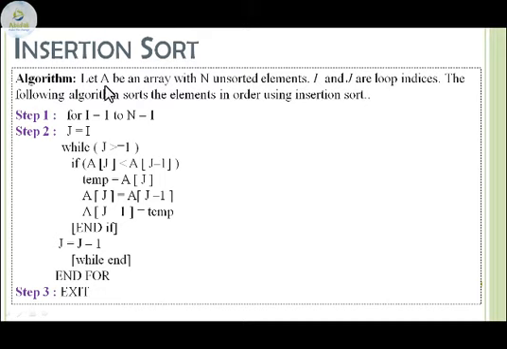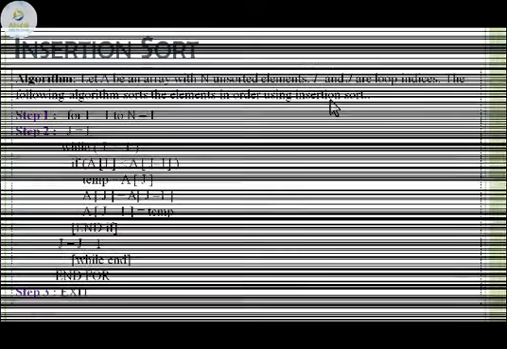So in the legend, we have a as the name of the array, which consists of n elements that are unsorted, not arranged in order. i and j are the looping indices or looping variables which point to the looping values 0, 1, 2, 3, up to n minus 1, from 0 to n minus 1. The algorithm that we are writing over here is going to arrange the elements in ascending order by using the insertion sort algorithm. Let us move to Turbo C++ and see how the program will look for the insertion sort.